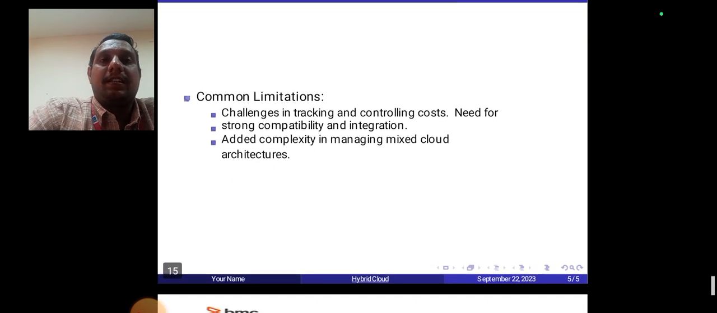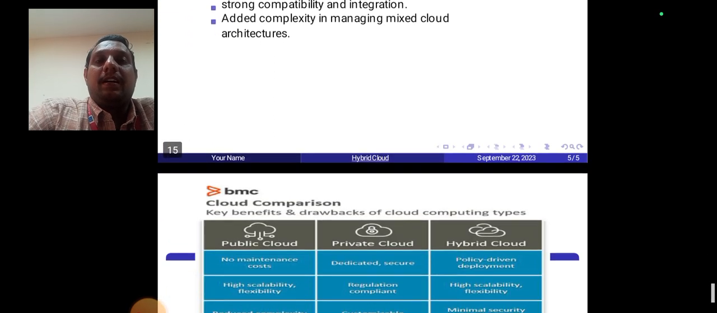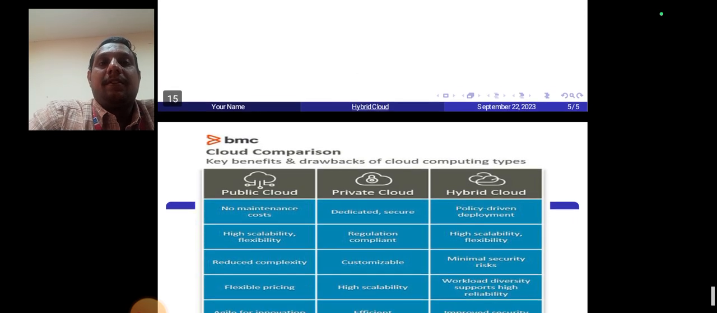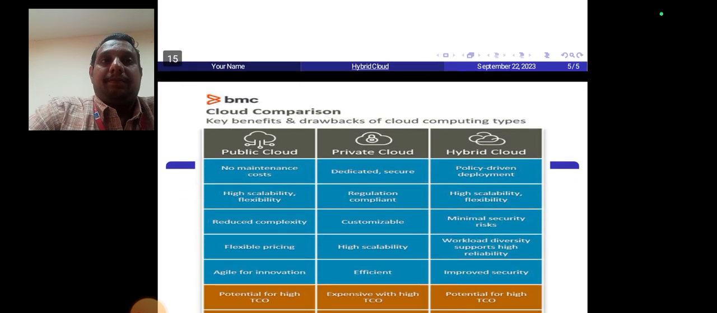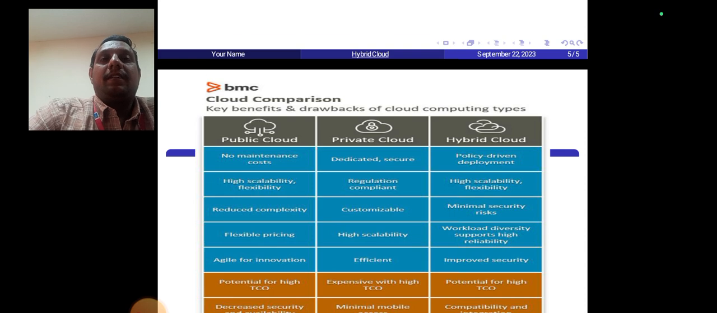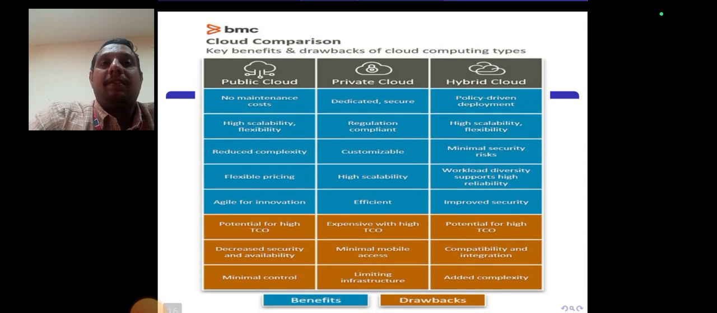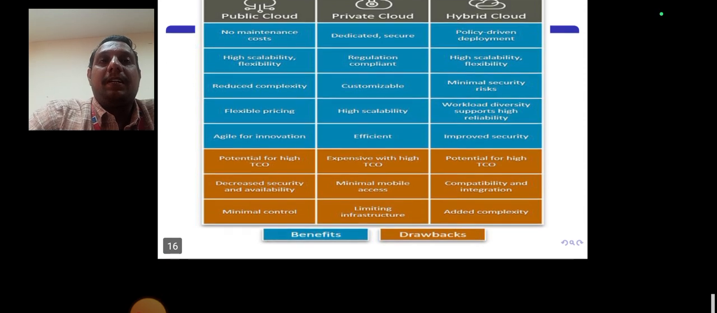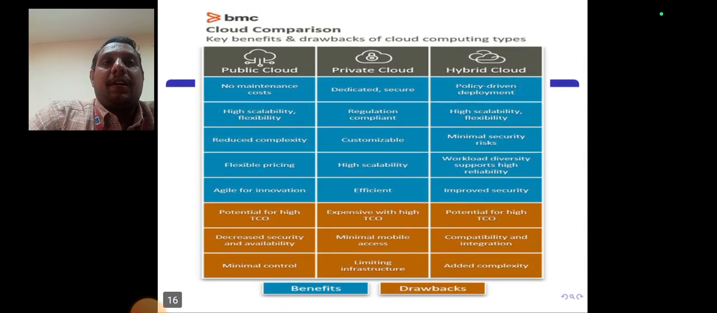mixed cloud architectures. And BMC provided a cloud comparison, that is the key benefits and drawbacks of cloud computing types: public cloud, private cloud, hybrid cloud. In public cloud: no maintenance costs, high scalability, flexibility, reduced complexity, flexible pricing, agile for innovation.